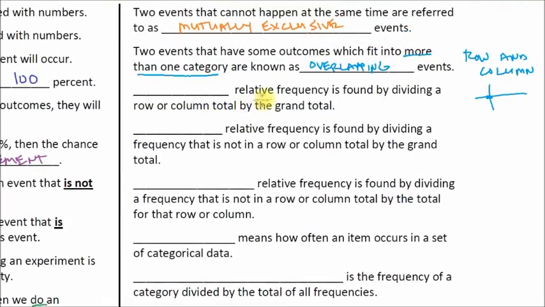Now the next three questions are all about relative frequencies. Can we tell the difference between the three of them? Blank relative frequency is found by dividing a row or column total by the grand total. Okay, row or column total. Remember, the row total and the column total are at the edges or the margins of the table, so that is marginal.